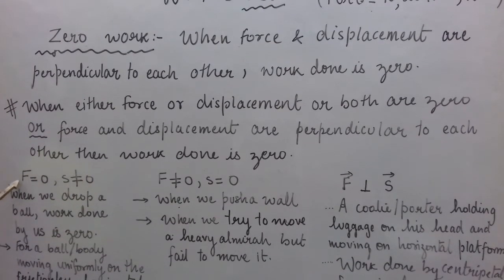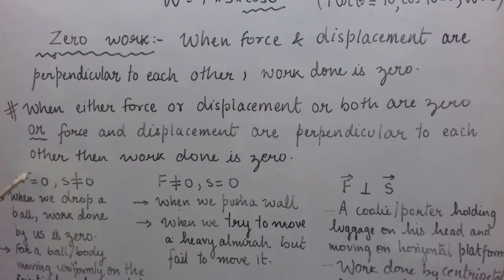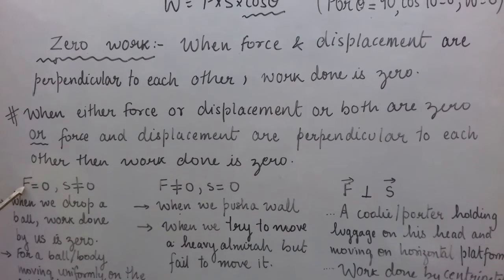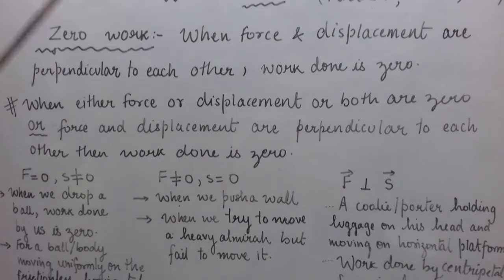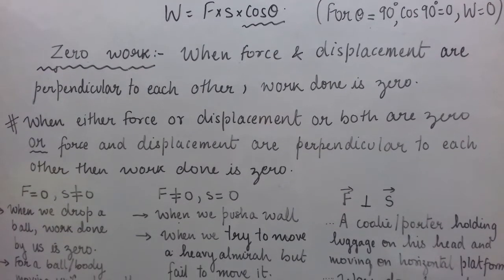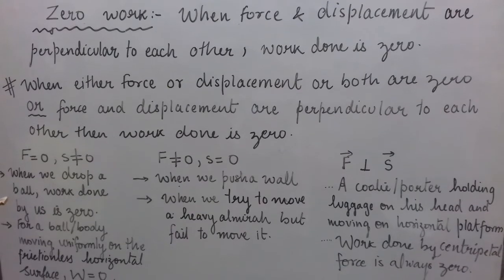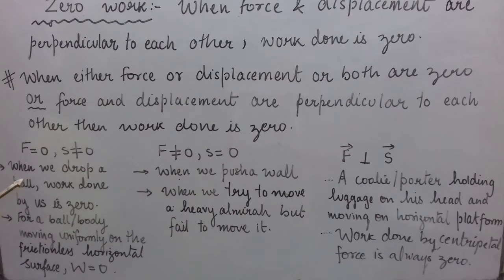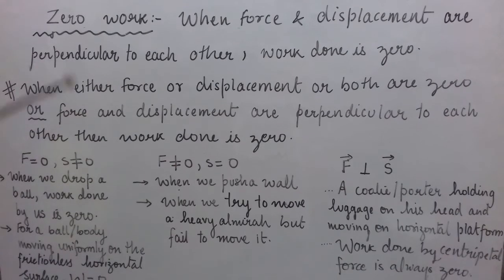Now here I have written F is 0, S is not 0. It means no force is acting on the body but displacement is produced. In such cases also W will be 0, because when F is 0, W will be 0. So let us see the examples. Now when we drop a ball, suppose you are standing on any top floor of the building, or even on the ground, holding a ball or any object in your hand, if you drop it, what will happen? You drop the ball and the ball goes vertically downwards.